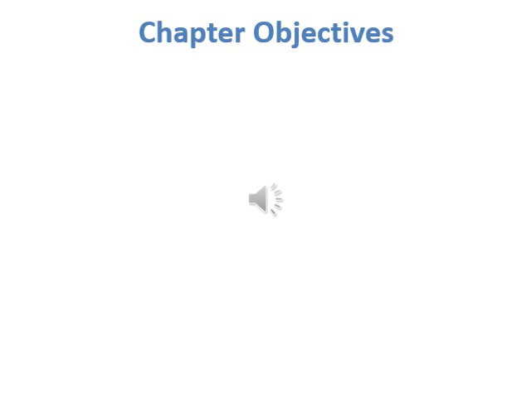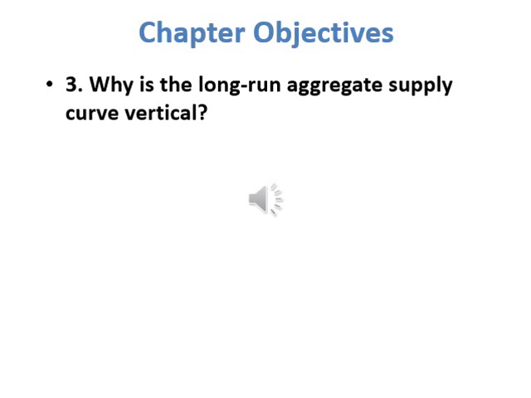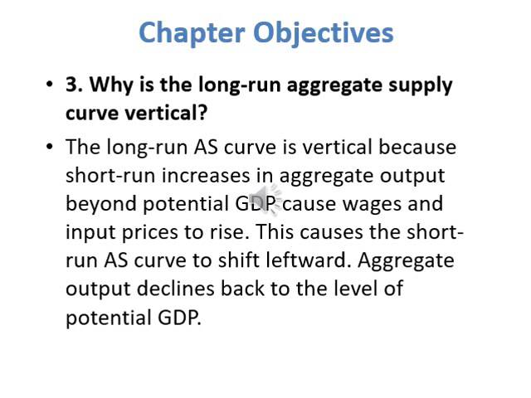The long-run AS curve is vertical because short-run increases in aggregate output beyond potential GDP cause wages and input prices to rise. This causes the short-run AS curve to shift leftward. Aggregate output declines back to the level of potential GDP.